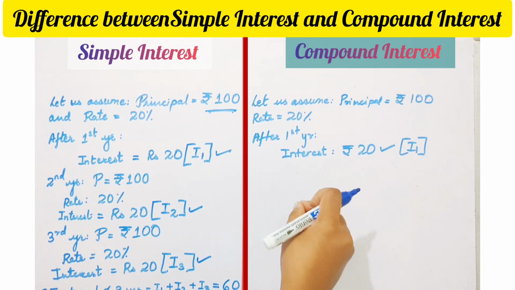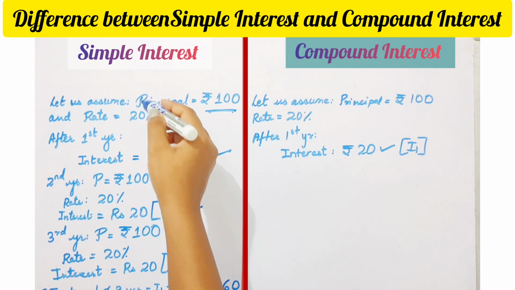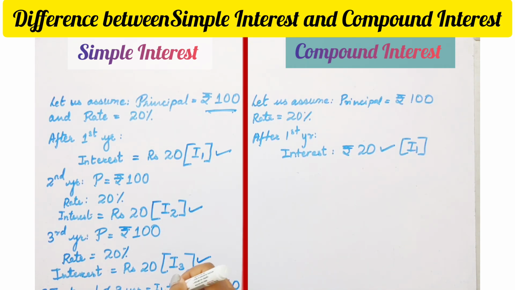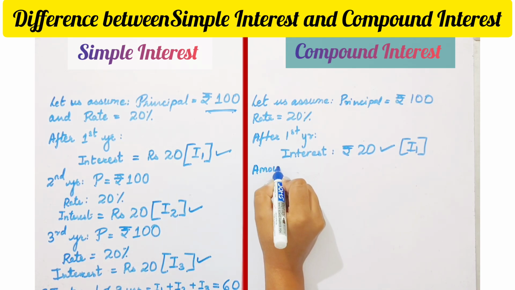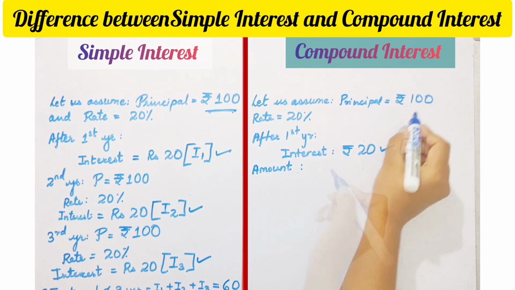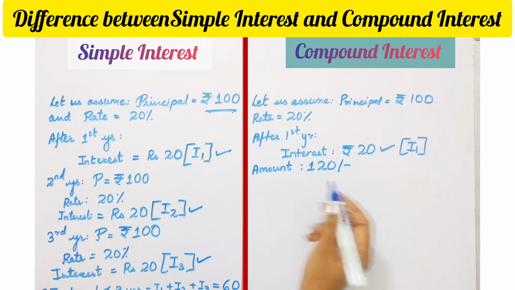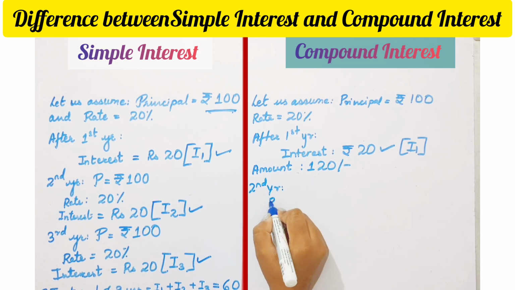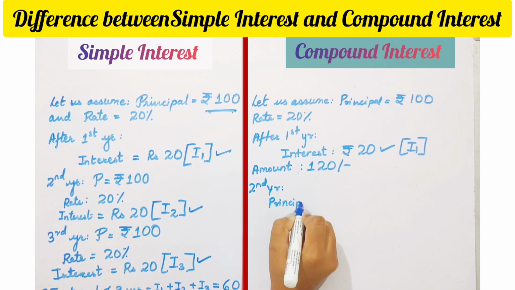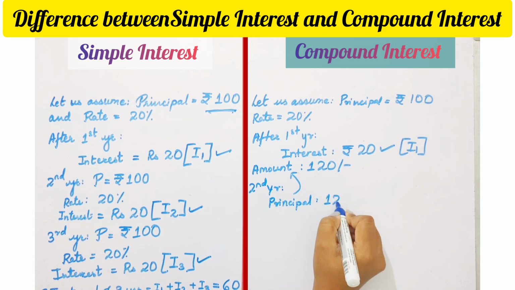But in compound interest, the amount is calculated from the first year itself. Here we saw that the interest was added at the end of 3 years. But here, the amount will be calculated at the end of every year. Principal plus interest, that is 120 rupees. Now second year, here principal will be the amount of the previous year, that is 120.